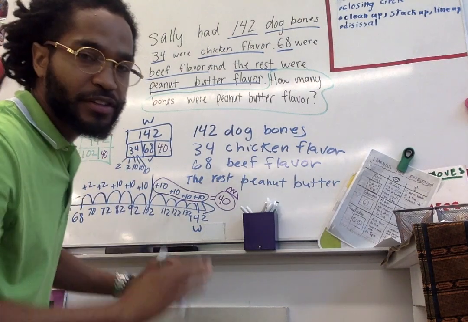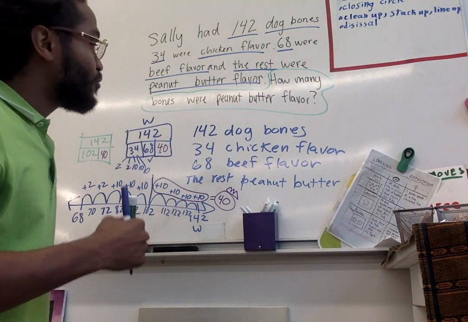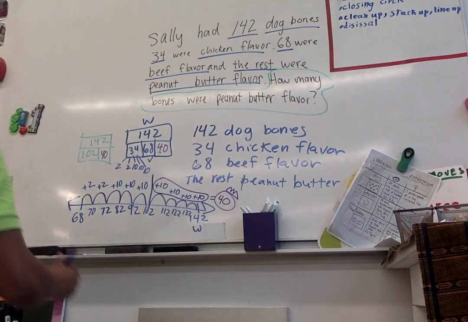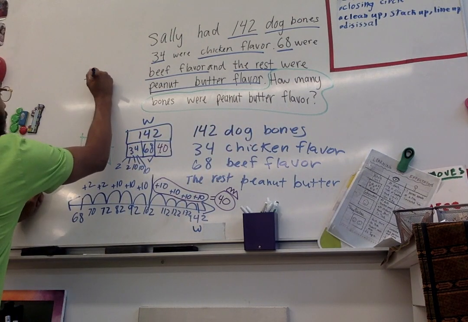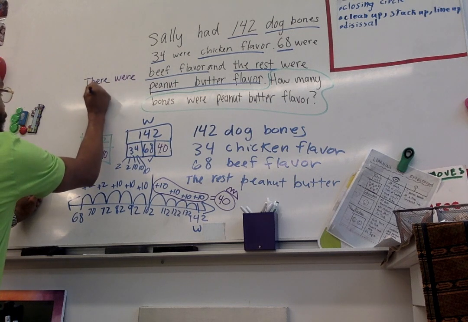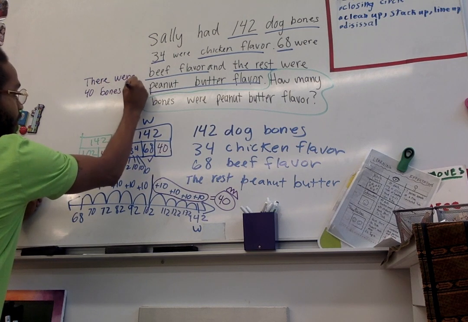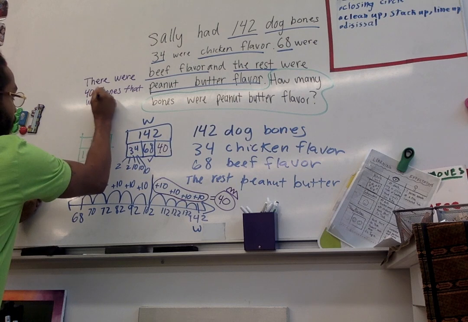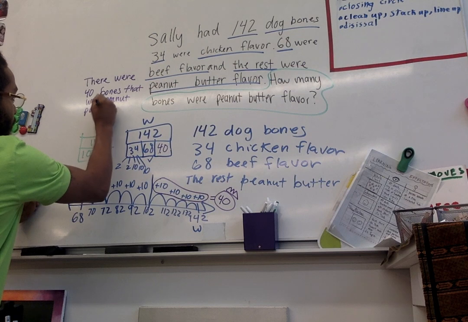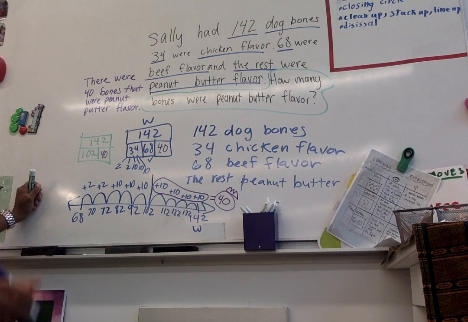Now I'm going to write my answer statement, and then I'm done. Finally. Did all this hard work. My brain is feeling very powerful. The question was, how many bones were peanut butter flavor? There were 40 bones that were peanut butter flavor. And that's it.